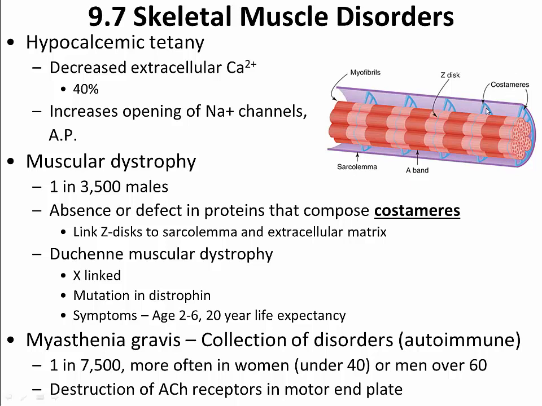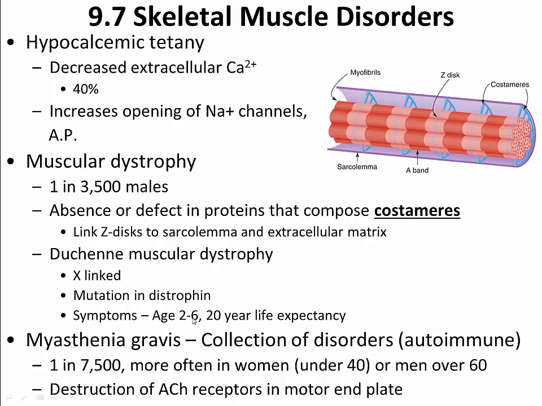The costameres shown here are the proteins that connect the muscle fibers to the sarcolemma and therefore transfer the force from the contracting muscle fibers to the overall muscle cell itself. In muscular dystrophy, these are weakened, or like in Duchenne muscular dystrophy, there's a mutation in the protein dystrophin. That's where the name for muscular dystrophy came from. Dystrophin is an essential protein found in these costameres, and as a result of this mutation, it's not that they're non-functional from the start, but they break down very easily.